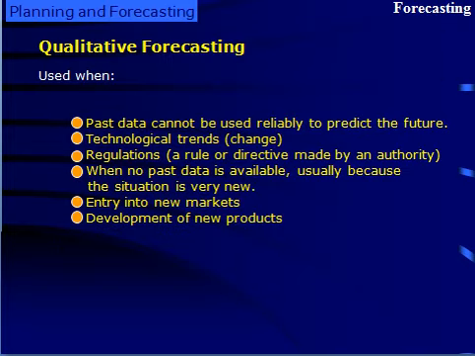So here in qualitative, past data cannot be used, or it is not reliable to be used to predict the future. Technological trends, like I said, if you want to introduce new technology, regulations, a rule or directive made by an authority, when no past data is available because the situation is very new, and if you are entering into a new market or if you are developing a new product. So in such scenarios you can use qualitative forecasting.